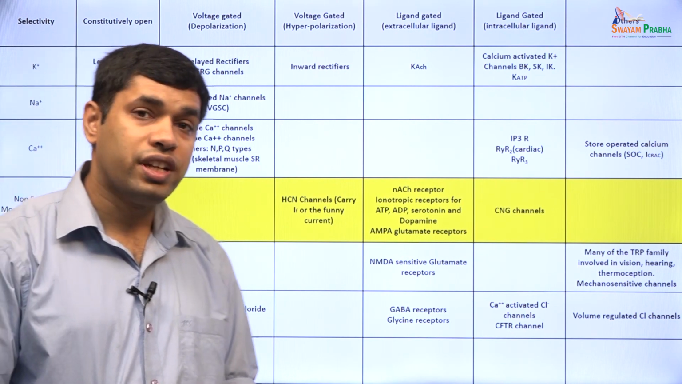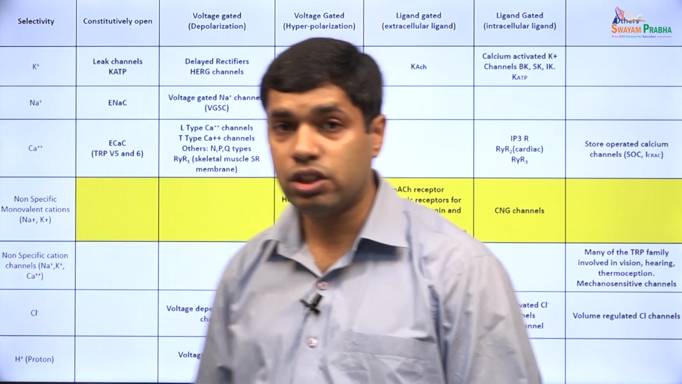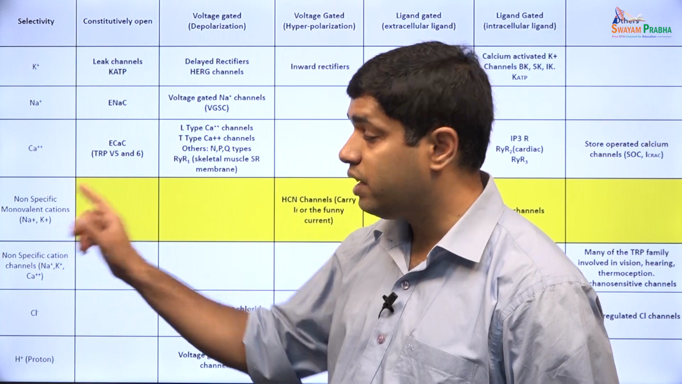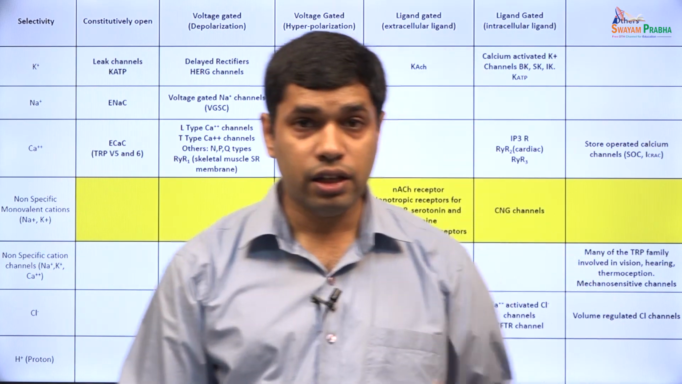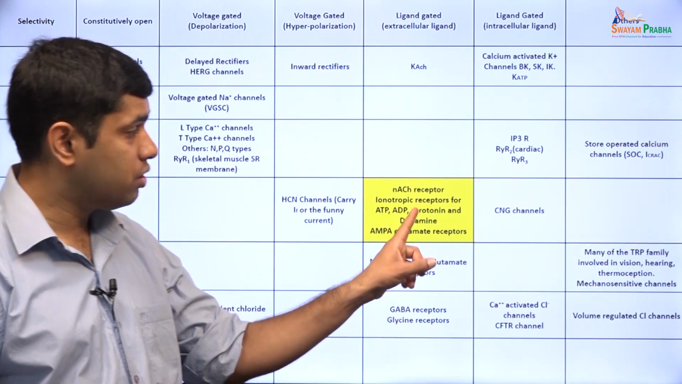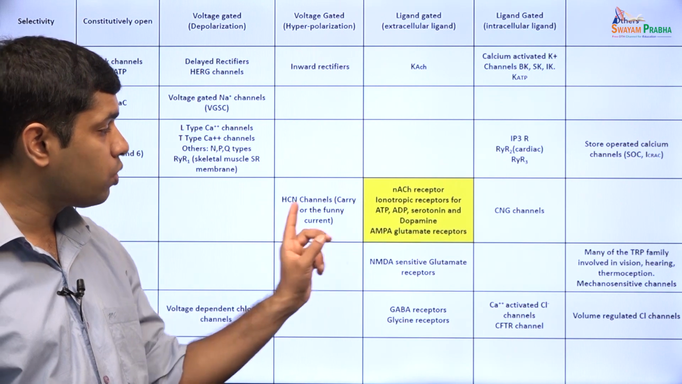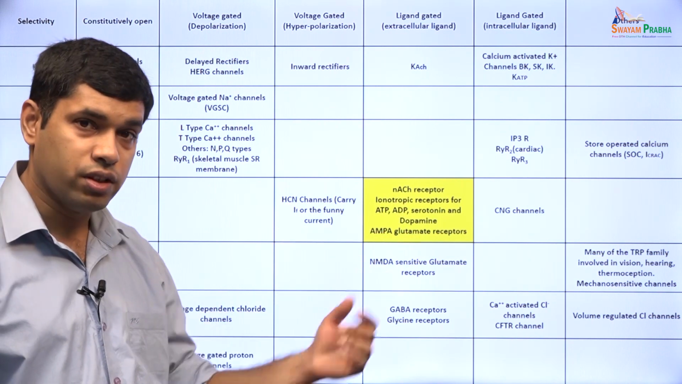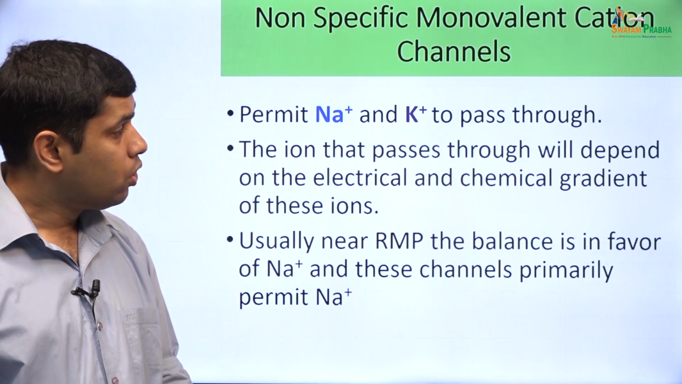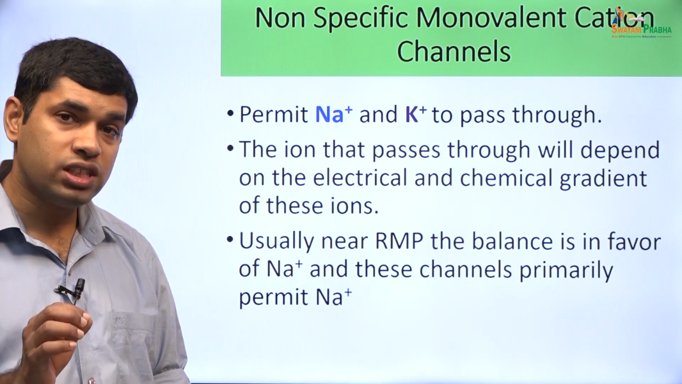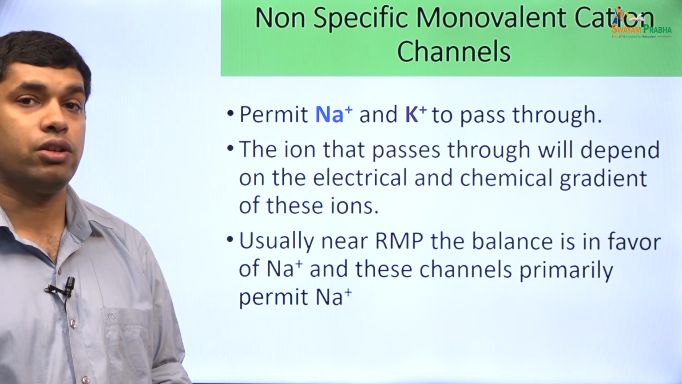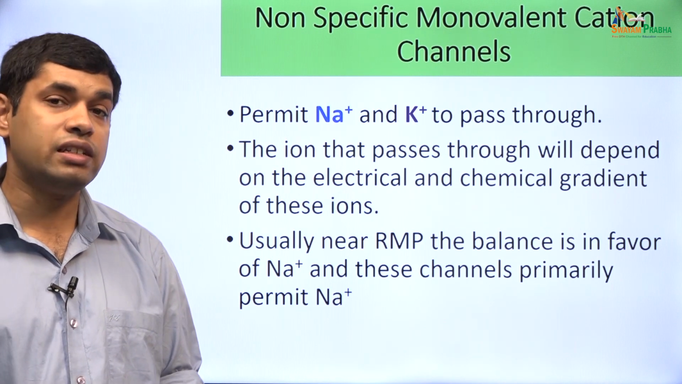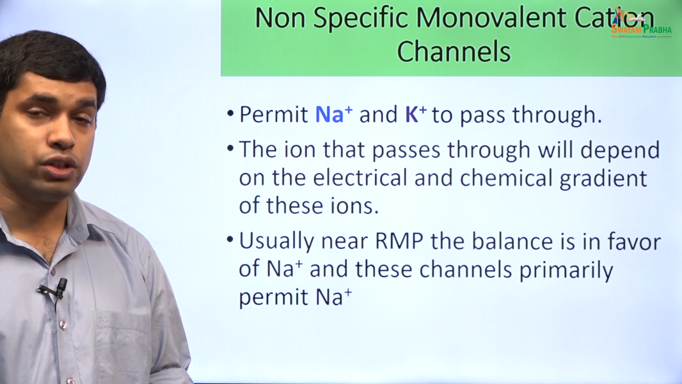We will now move on to the next type of ion channels, and that is the non-specific monovalent cation channels. In particular, we will be talking about the nicotinic acetylcholine receptor, we'll talk about the HCN channels, and we'll talk about a few other receptors in this category. What do we know about them? These are non-specific monovalent cation channels, so they permit monovalent ions like sodium and potassium to enter through.